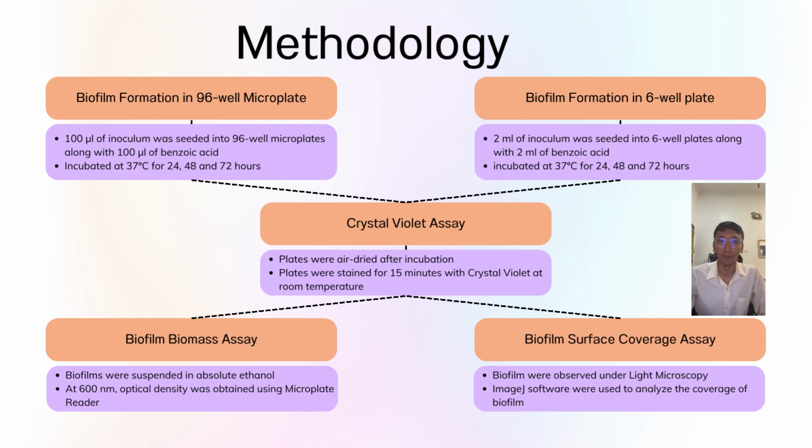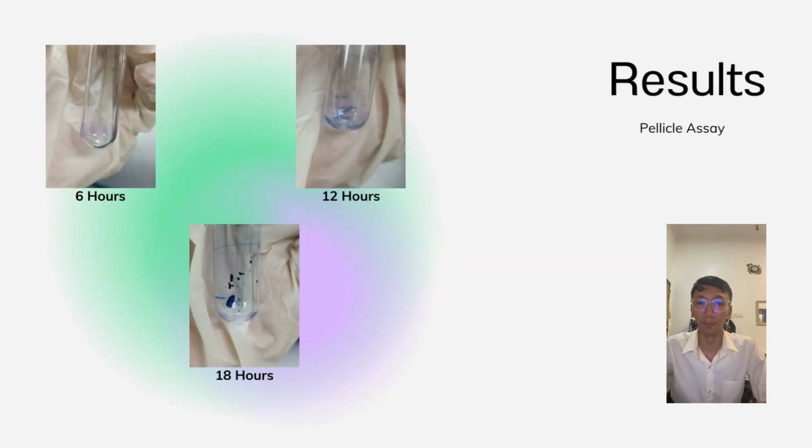Biofilm in 6-well plate was observed under light microscopy to determine the surface coverage of biofilm. ImageJ software was used to analyze the coverage of the biofilm. The image is the result of pellicle assay. We can see there is no biofilm formed at 6 hours, but in 12 hours, we can see a light mark of biofilm in the test tube, and in 18 hours, we can see a few dark blue spots in the test tube.